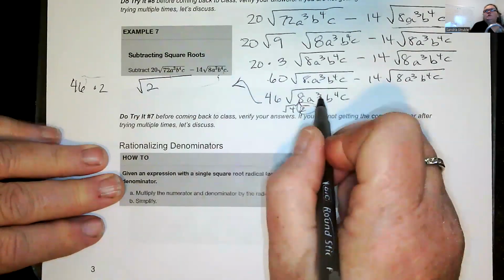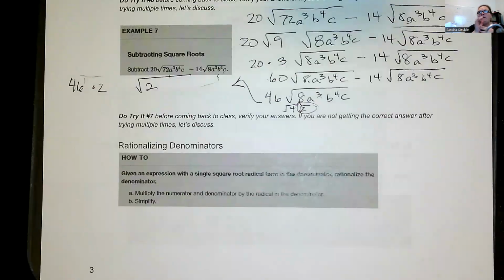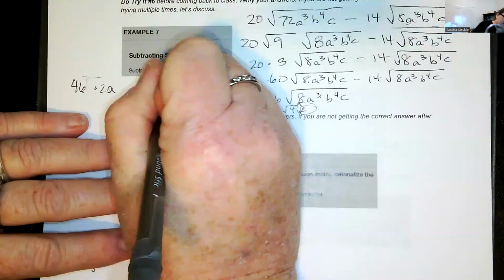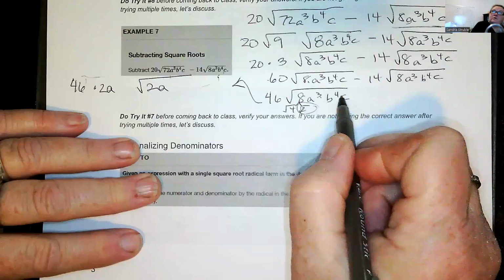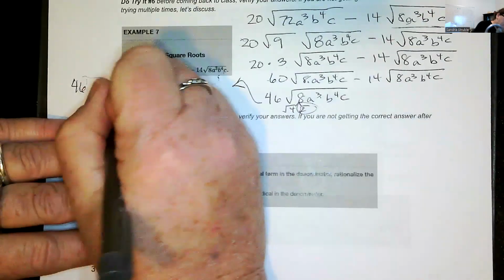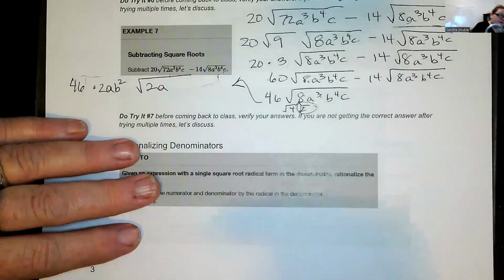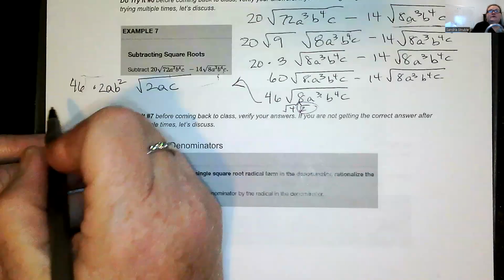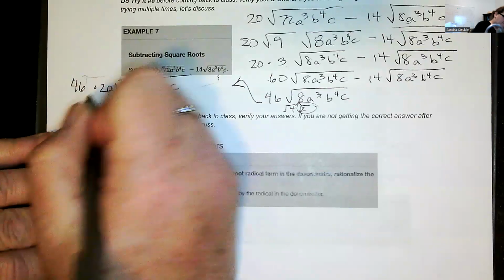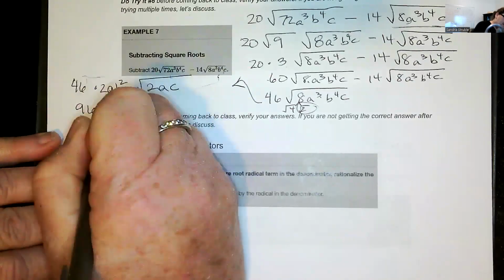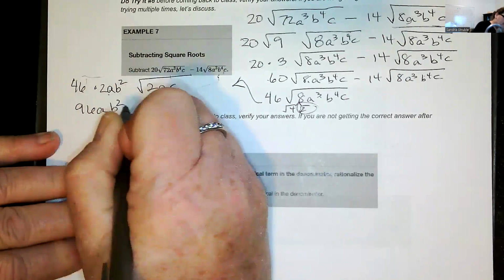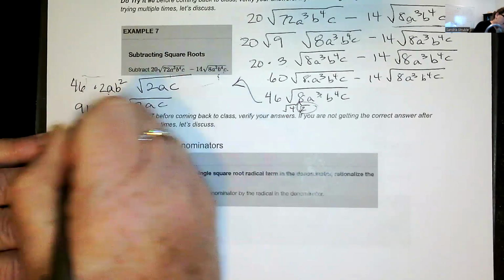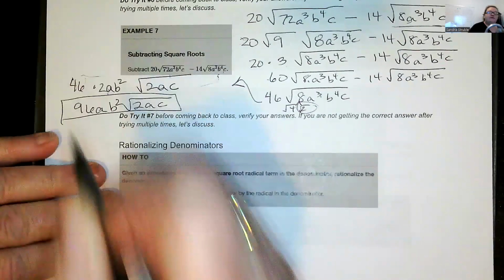And then a cubed will break down into a squared and a. So I can pull out an a, left with an a. b times the square root of b to the fourth is just b squared. And then the square root of c is going to be the square root of c. All right, so 48 times 2 is 96. And then we've got a, b squared, the square root of 2ac is our final answer for this one.